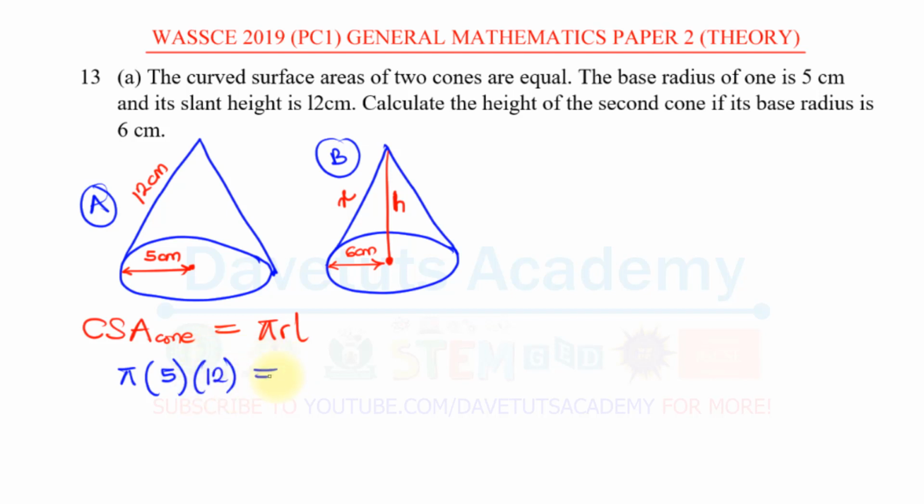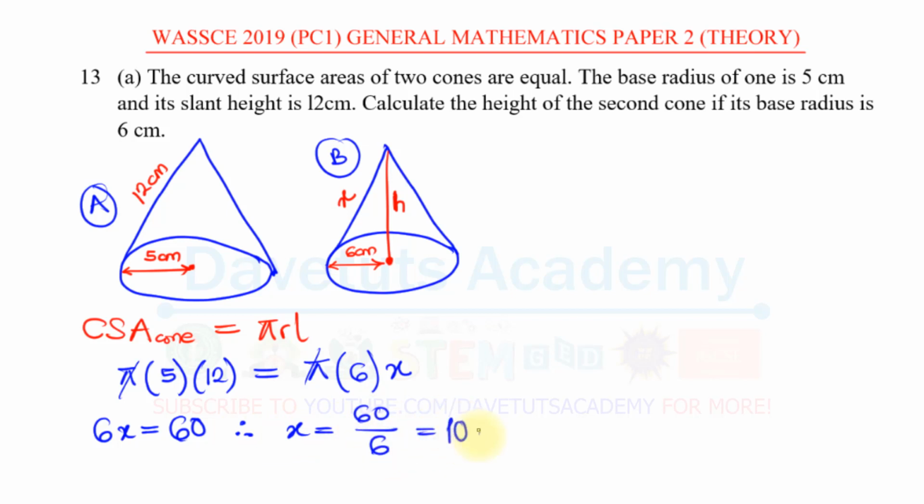That is equal to, for the second one, pi, what's the radius? That's 6. And what is the slant height? We don't know it, we tag it as x. From here the pi's can cancel each other so that we have 6x equals 5 times 12, that's 60. Therefore x will be 60 over 6, and that will be 10 centimeters.